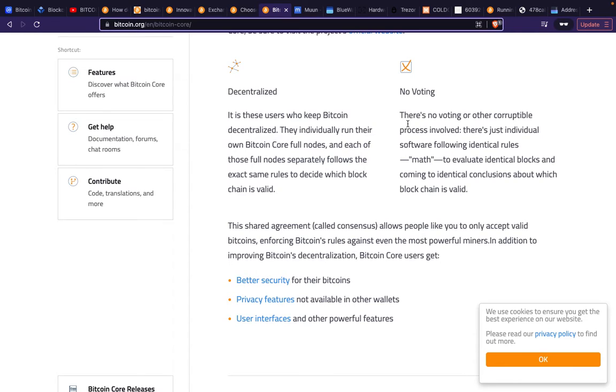So math to evaluate identical blocks and coming to identical conclusions about which blockchain is valid, right? So the shared agreement called consensus allows people like you to only accept valid bitcoins, enforcing Bitcoin's rules against even the most powerful miners. In addition to improving Bitcoin's decentralization, Bitcoin Core users get better security for their bitcoin, privacy features not available in other wallets, user interface, and other powerful features.